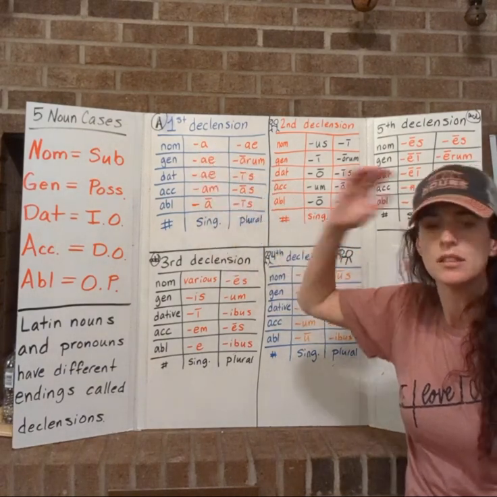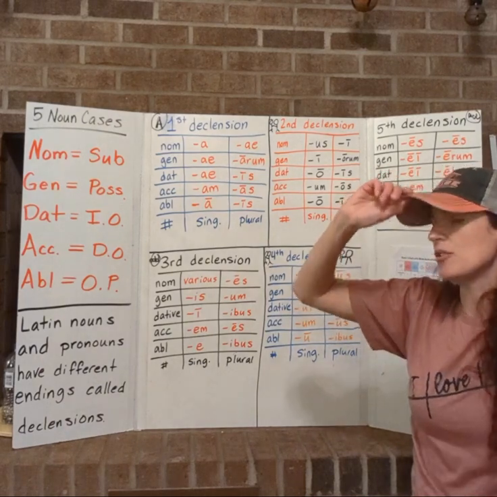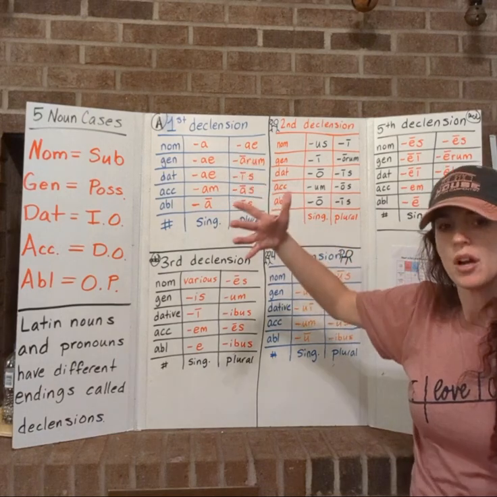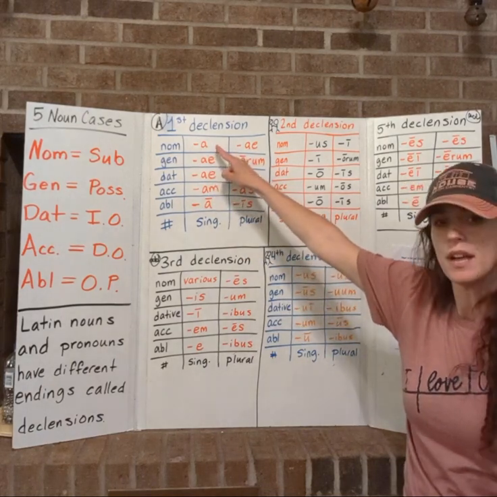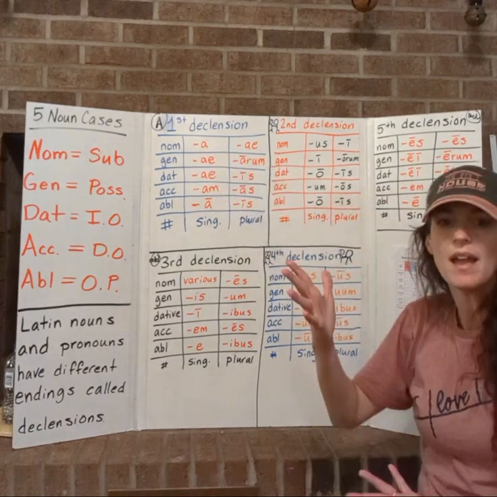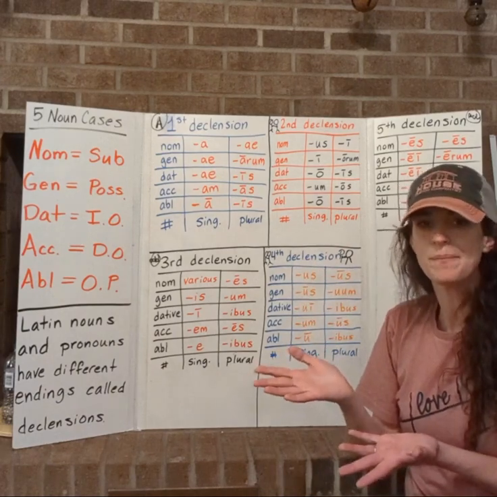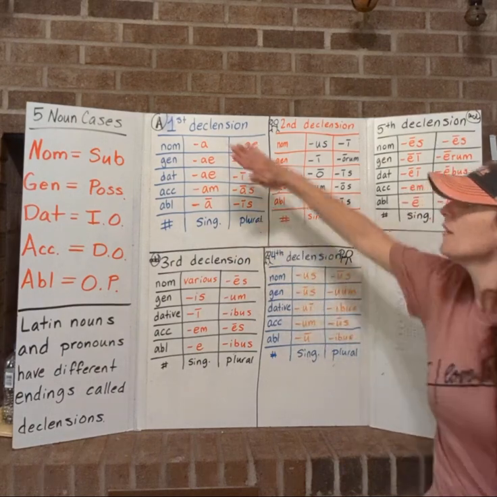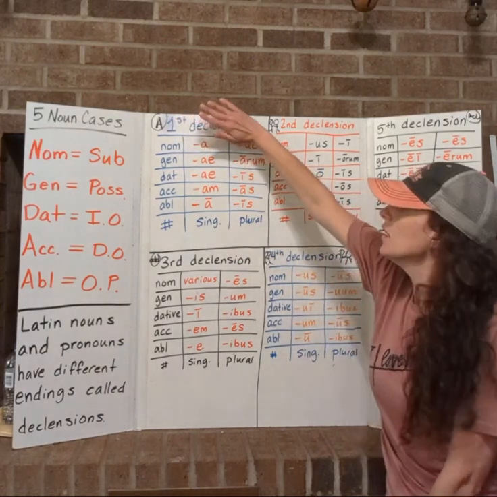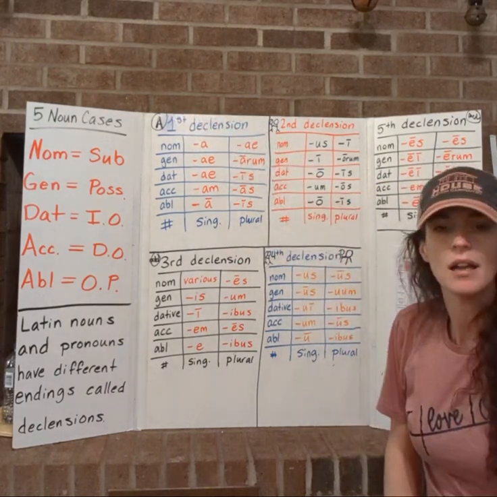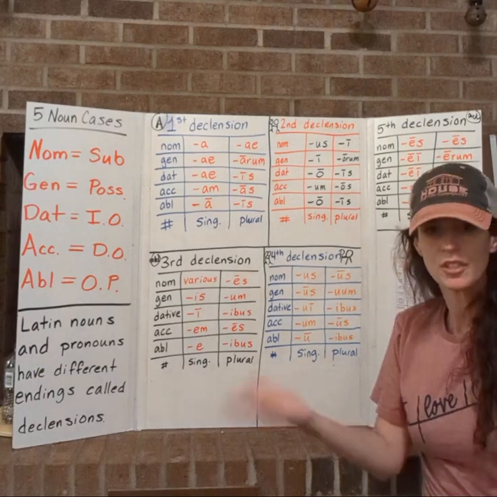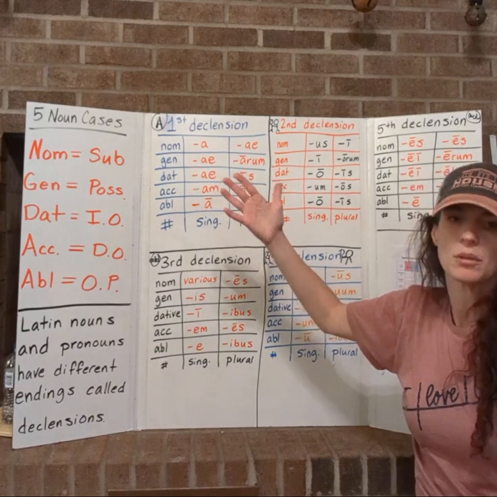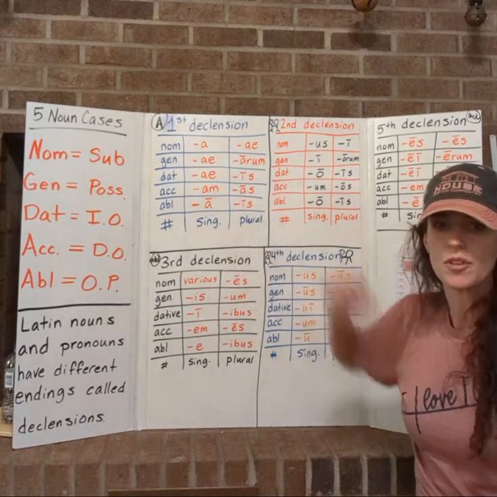Actually, it's pronounced "ah," just like you say "a dog" or "a toy." The A would be pronounced that way, but it's the letter A, and the letter A is the first letter of the alphabet, right? So that's how I remember that this chart is the first declension chart. If I covered this up and I just said it, I would be able to know that's the first declension because it starts with the letter A.